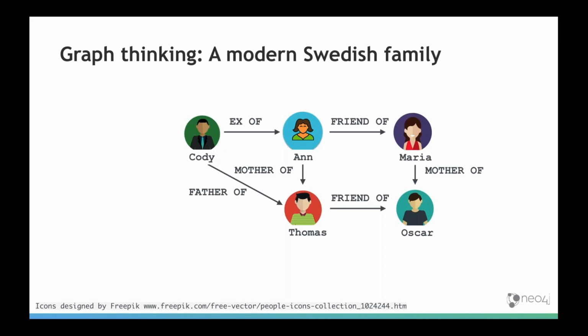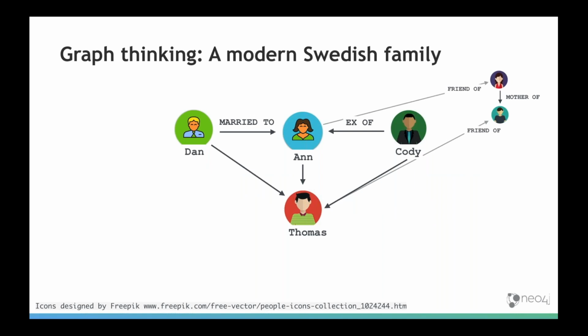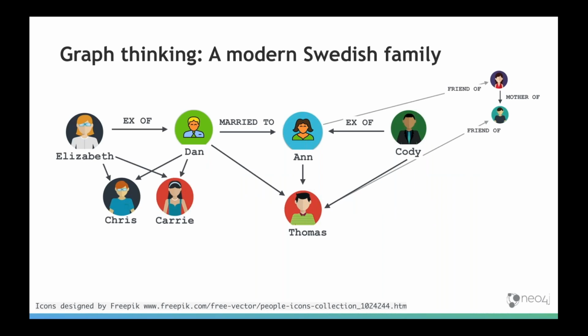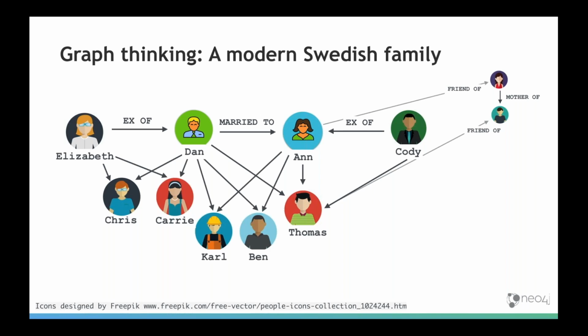So I have a very good friend, let's call her Anne. We met when our sons were in preschool and they became friends. There was also a father, Cody, although we never met him because he lives in the US. Then Anne met Dan and the picture became more complicated because with Dan came Elizabeth, Dan's ex-wife, and their two children, Chris and Carrie. And after a few years, we also got to know Carl and Ben, who are the children of Dan and Anne.